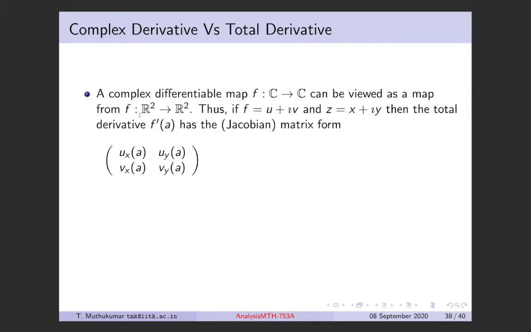So the total derivative will have the matrix representation, which is nothing but, as I said, the row or the gradient of the components of f. The components of f are u and v. So gradient of u and gradient of v. This is the Jacobian matrix corresponding to the total derivative of this function, which is from C to C. Okay.